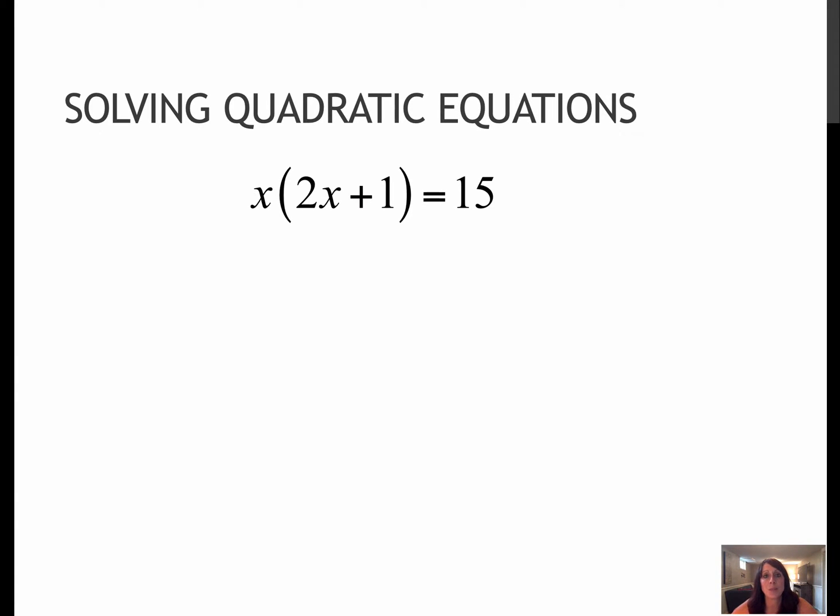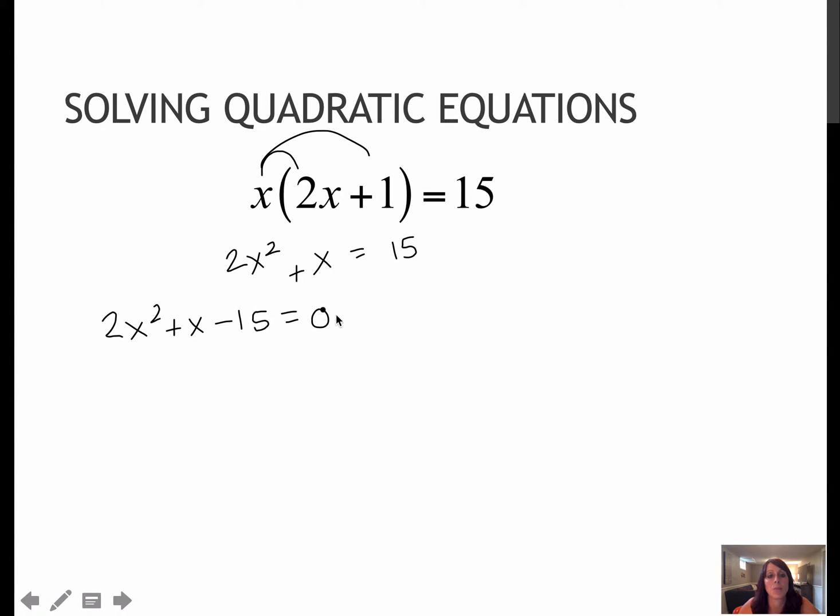This question is a little bit different because we have to do a little work to put it into the correct form. So we will start by distributing the x to both values in the binomial. So 2x squared plus x equals 15. Remember that we like to have all of those terms on one side and equal to 0. So I'm going to subtract 15 from each side, which is going to give me 2x squared plus x minus 15 equals 0.